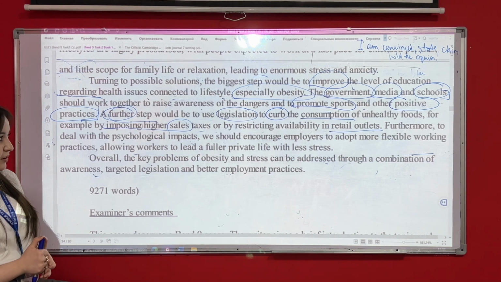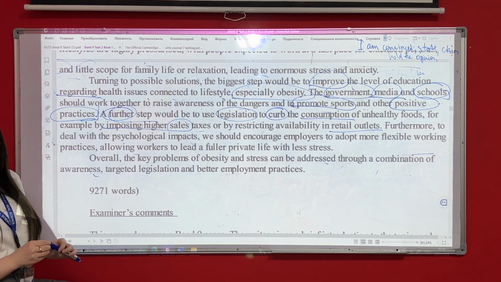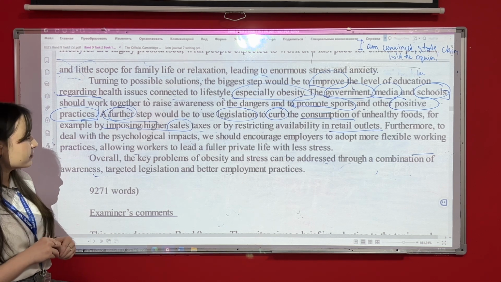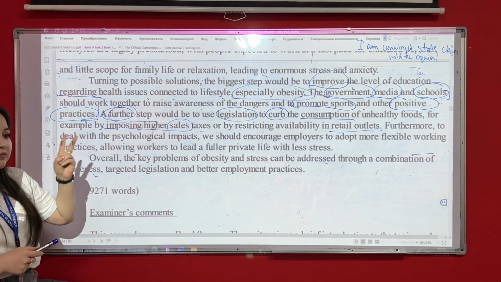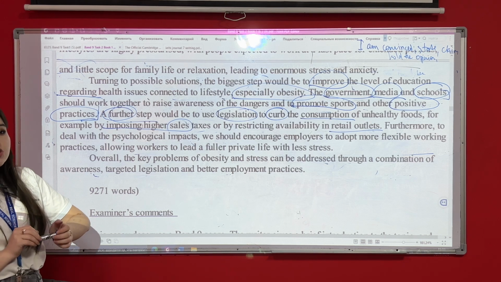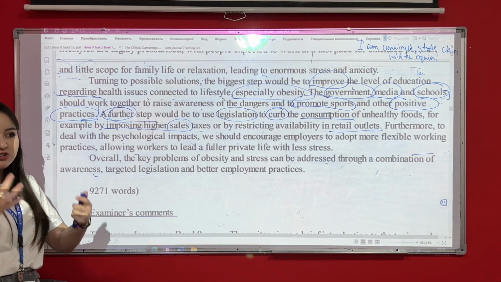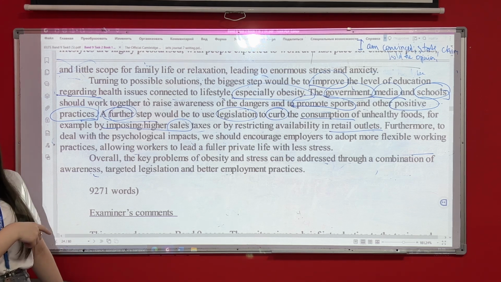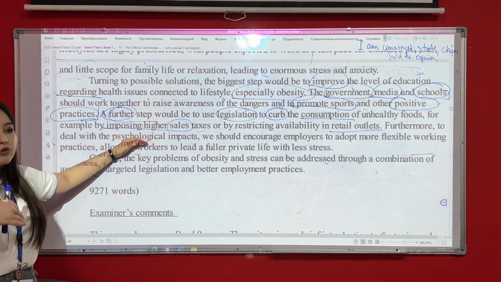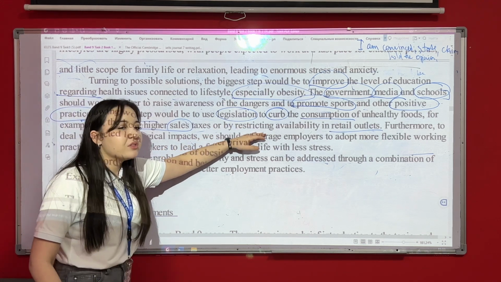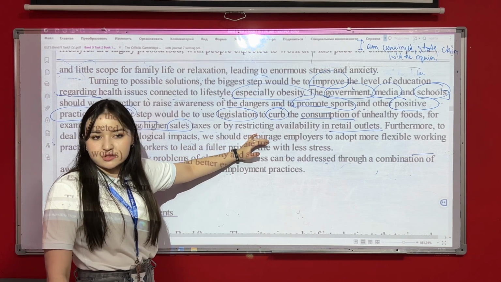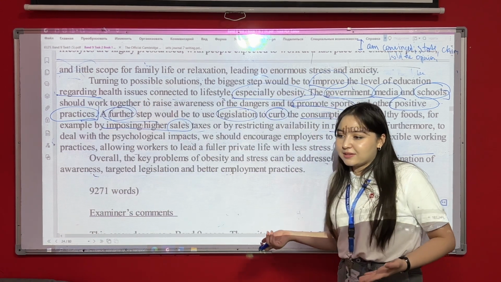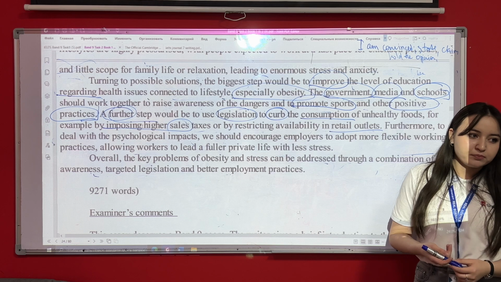What does retail mean? So the second problem was about what? About junk food, that people prefer junk food to proper nutrients, right? So what is the solution? The solution is to make it more expensive and to limit its availability. So it means that selling junk food, selling fast food should be illegal, right?